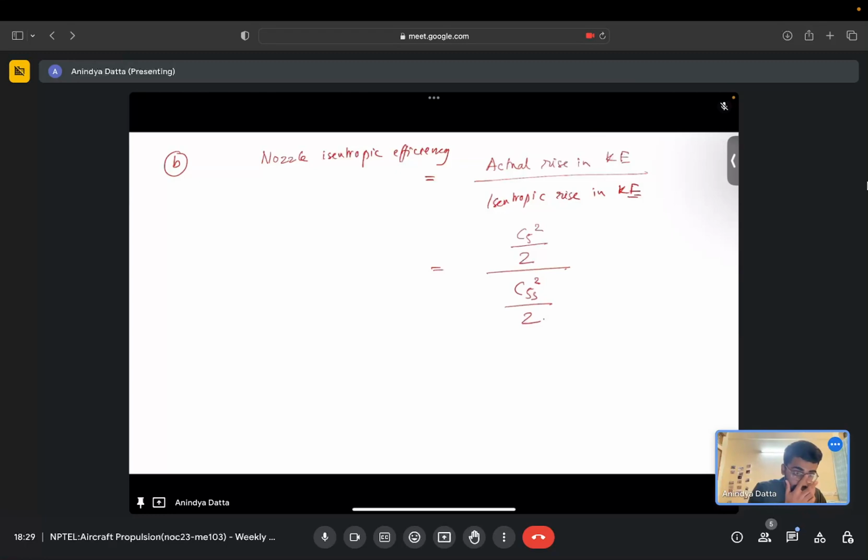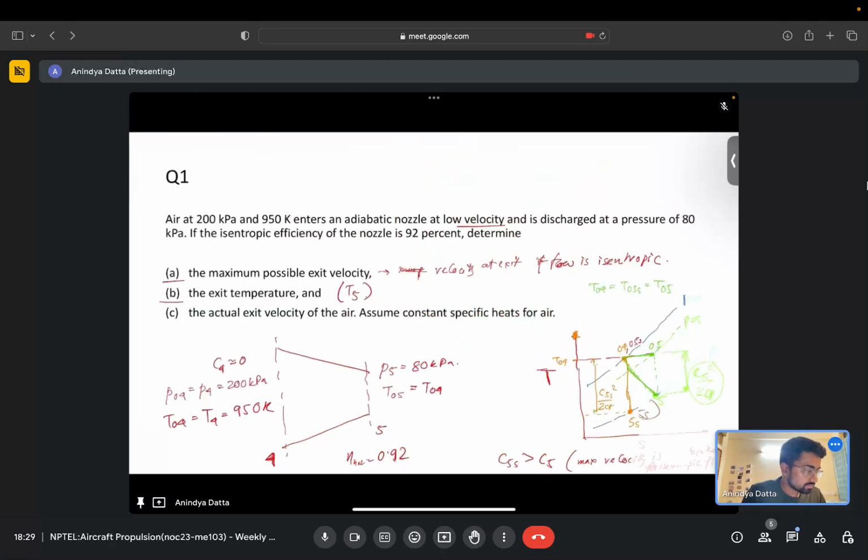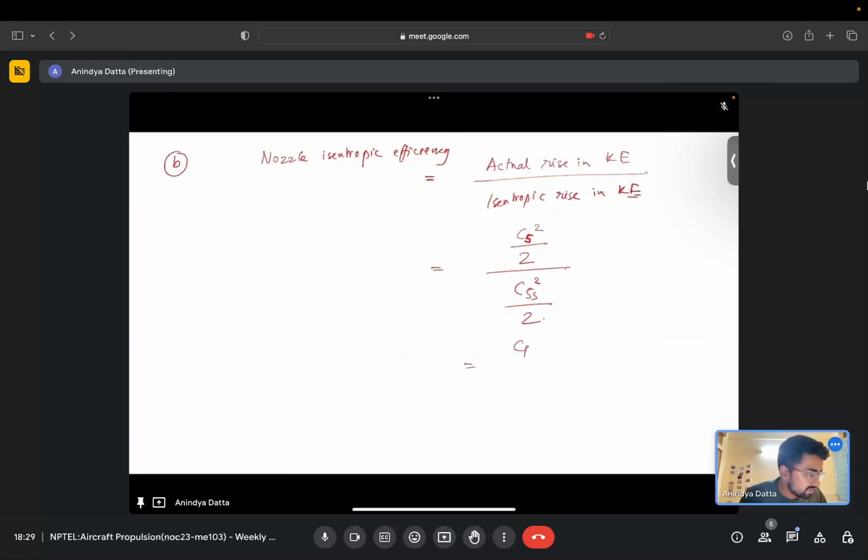Clear? Right, so this is the actual rise. The actual velocity is C5, but if the flow is isentropic it will be C5s, which we computed. If you go back to the TS diagram, you can see that C5s square by 2 and C5 square by 2 are equal to Cp times T04 minus T5, and Cp times T04 minus T5s.